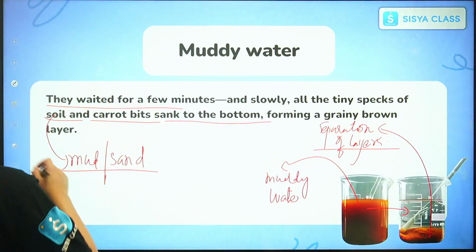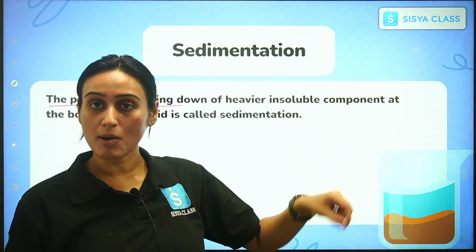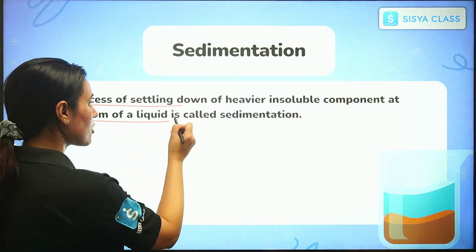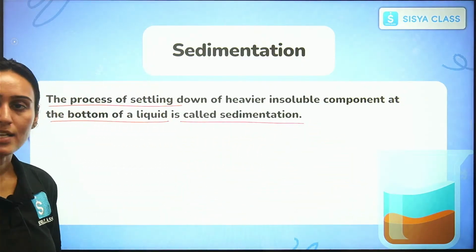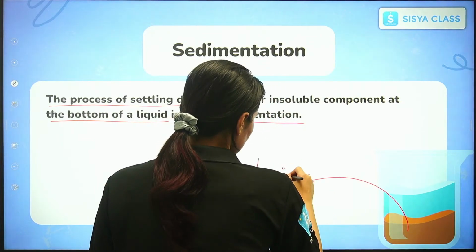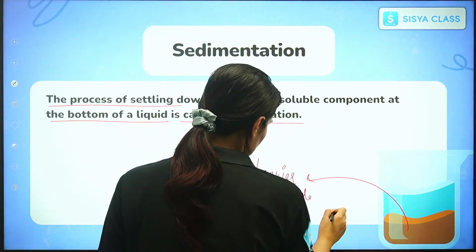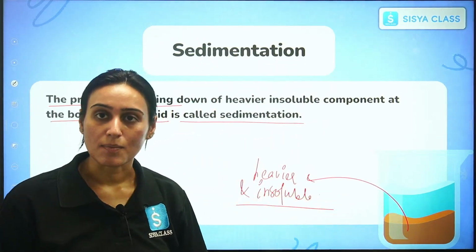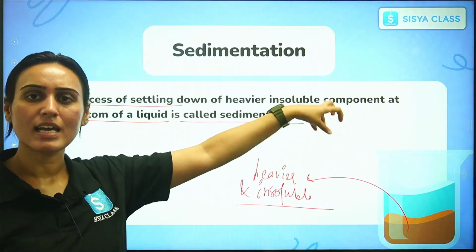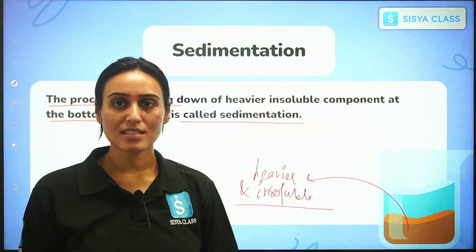Very simple. Please see. The process of settling down of heavier, insoluble component, that is your sand, that is your soil or your mud, at the bottom of the liquid, this is what we mean by sedimentation. As you can see, this is heavier and insoluble. So it has settled at the bottom. The process of this settlement of heavier insoluble substances at the bottom of your container, this is what we call as sedimentation, everyone.